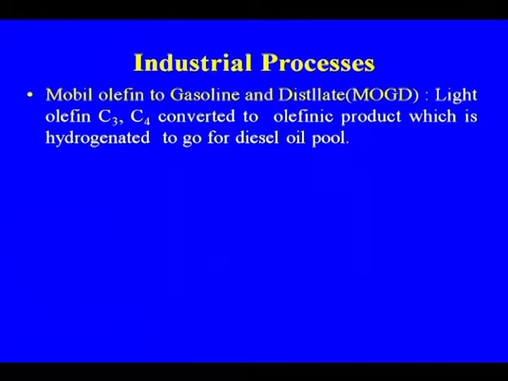Then there is the Mobil olefins to gasoline and distillate technology, for light olefins. Here again we are using C3, C4 converted to olefinic product which is hydrogenated to go for diesel. So this is about alkylation, about the polymerization process, the oligomerization process which are used in the refinery.